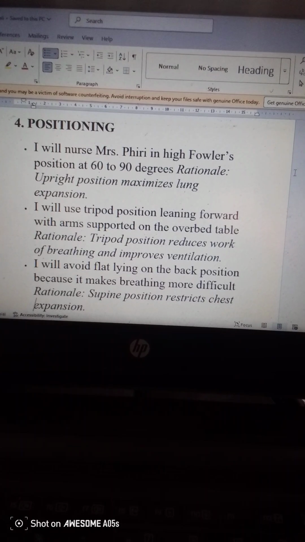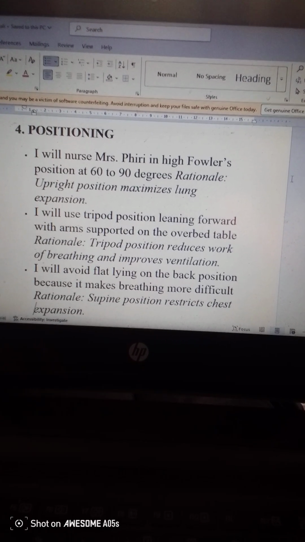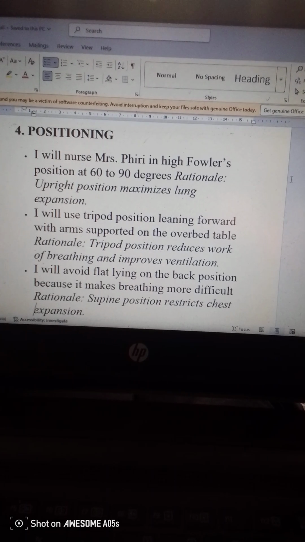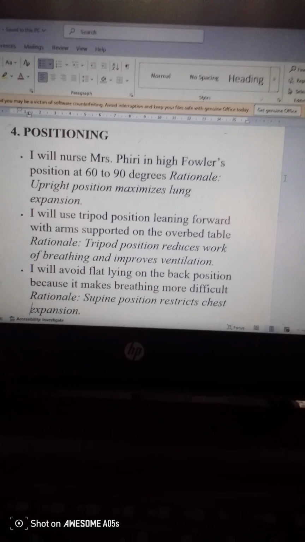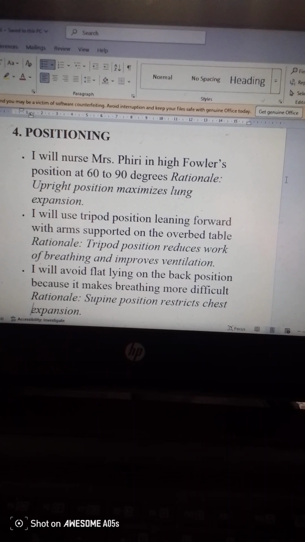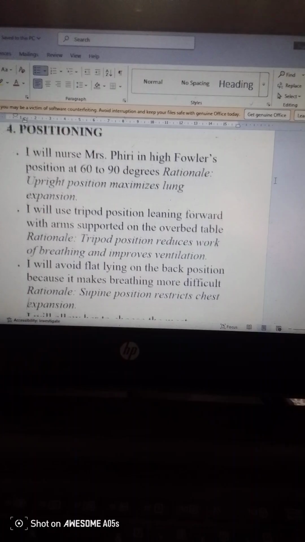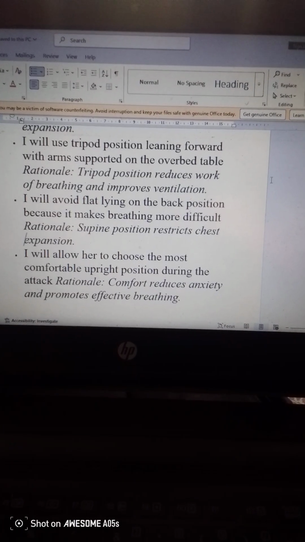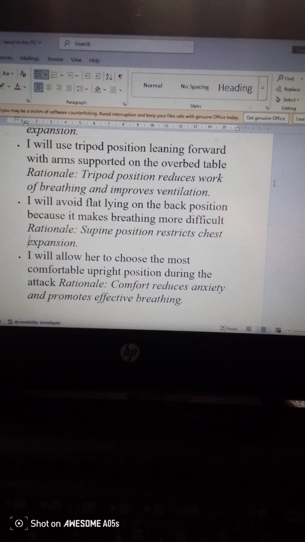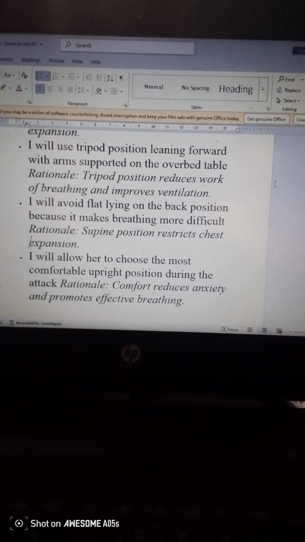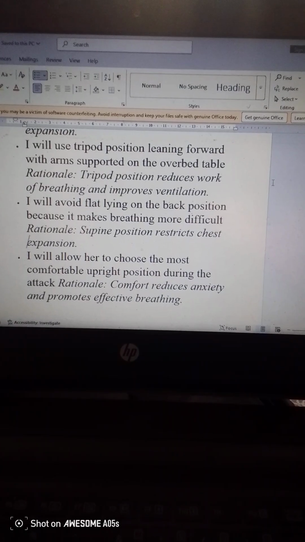Then another point is I will use tripod position, leaning forward with arms supported on an overbed table. The rationale here is that the tripod position reduces work of breathing and improves ventilation. Then the next part is I will avoid flat laying on the back position because it makes breathing more difficult. So the main rationale here is that supine position restricts chest expansion.